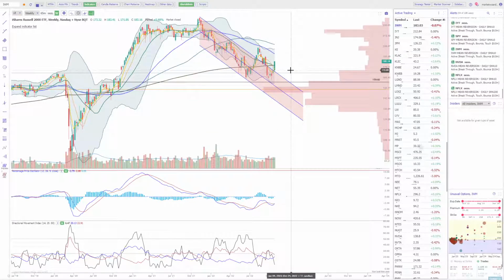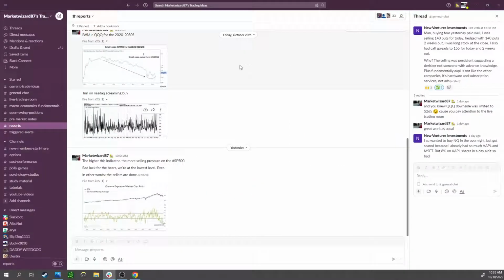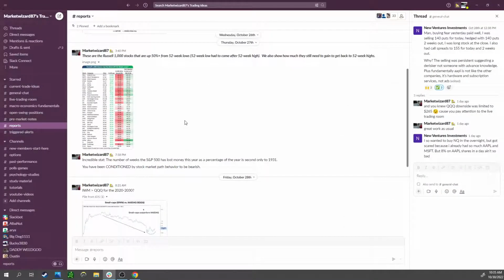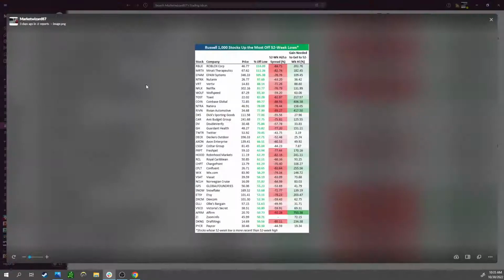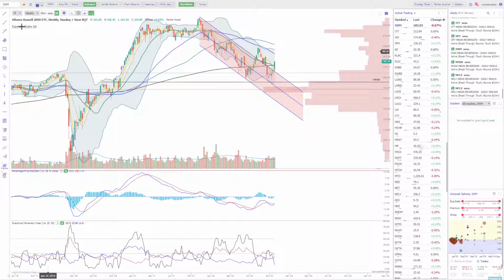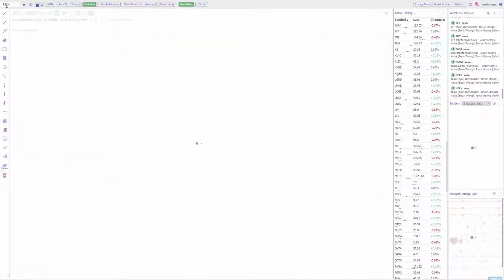So what should you really be doing? You should be scanning IWM for stocks that are outperforming. So let's take a look at some of the stuff that we've already done here. These are the Russell 1000 stocks that are up the most off the 52-week lows. Here's your list of stocks to look at. Twitter, Roblox, Netflix, Coin. Is any of this making sense? How do you identify relative strength? Right? You got to see it in the pair chart. Let's go take a look at some of those charts.